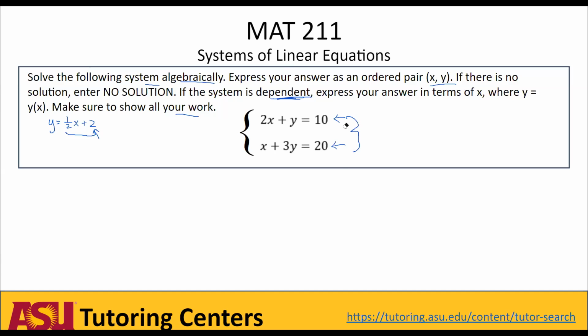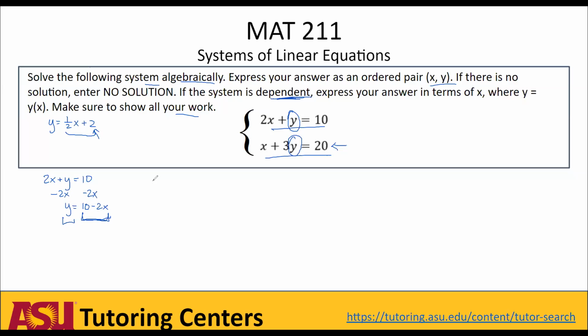So for instance, in our case, let's start with 2x plus y equals 10, and we're going to solve for y. If we subtract 2x from both sides, this gives us y equals 10 minus 2x. So this is a definition of y in terms of x. And we can substitute this in to our other equation for the y here, and that way we only have this equation in terms of x's.